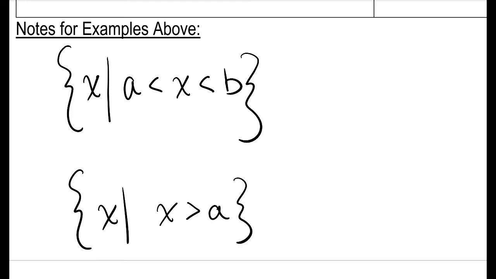Now this would read on the top, I would have x such that, that's what that line means, a is less than x is less than b. Same way on the other one, I would have x such that x is greater than a. So that's how you would read that after you write it.